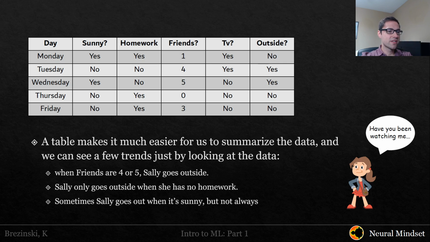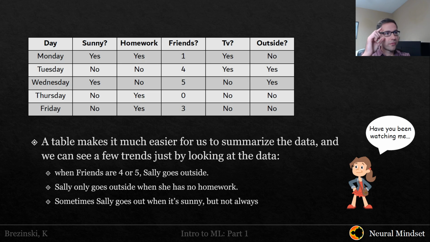Additionally, Sally only goes outside when she has no homework. Okay, so that's something that's very important for us to look at. So, for example, on Tuesday and Wednesday, the decision to go outdoors coincided with when she didn't have homework. Okay, so that could be the camel that breaks the back. Maybe it's something about the homework that when Sally has so much homework, she's just overwhelmed, and no matter what, she doesn't want to go outdoors. So that could be the case. So we're not quite sure based on just these 2 examples.